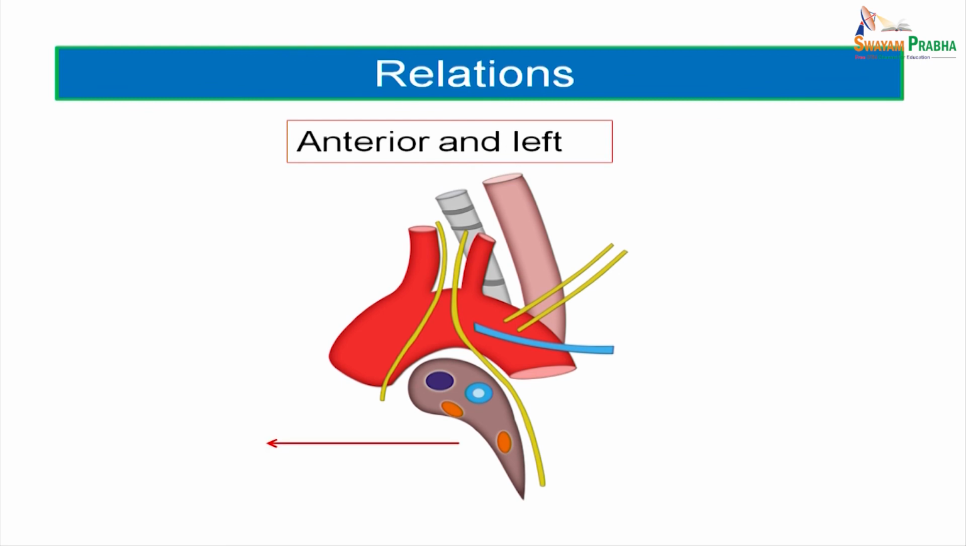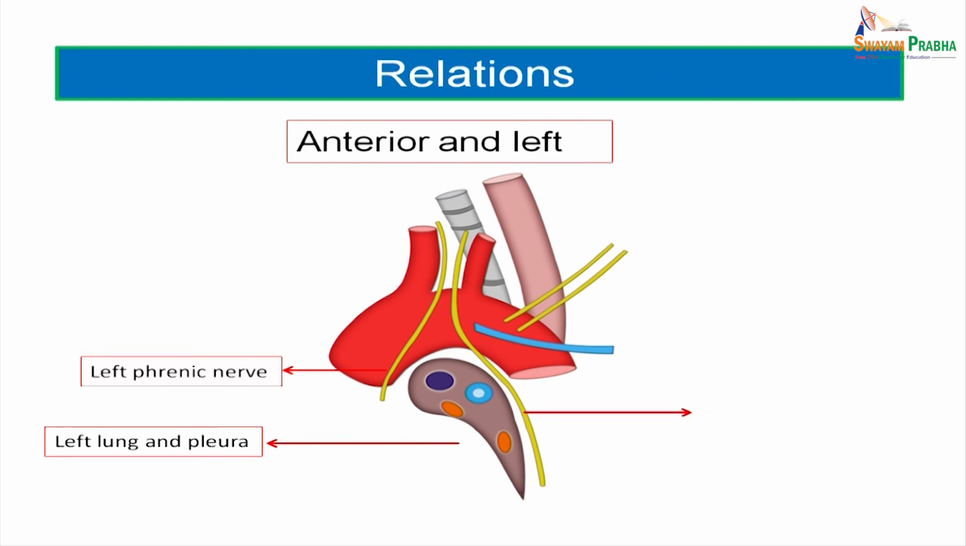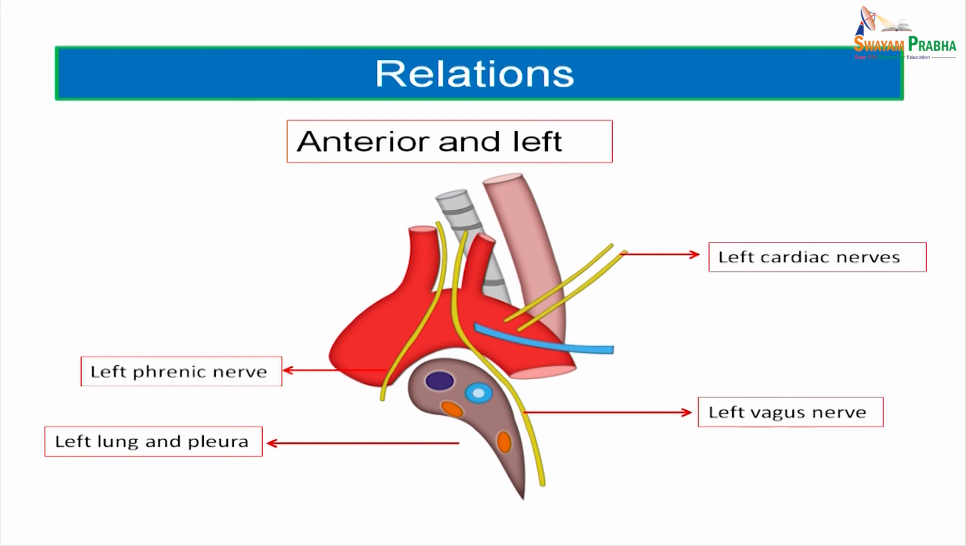So, to begin with, we have the left lung and pleura. Next, we have the left phrenic nerve. This side we have the left vagus nerve, the left cardiac nerves and the left superior intercostal vein. So, these are the structures which are related anteriorly. So, to repeat, you have 3 nerves, that is the phrenic nerve, the vagus nerve and the left cardiac nerves. These are branches coming from the left sympathetic trunk, and you have one vein, that is the left superior intercostal vein, and the left lung and pleura form the anterior and left relations.